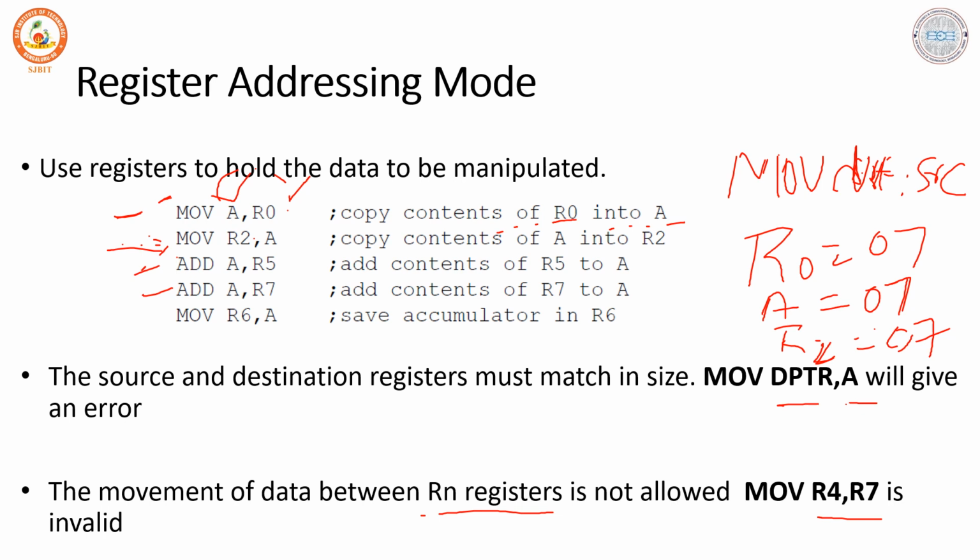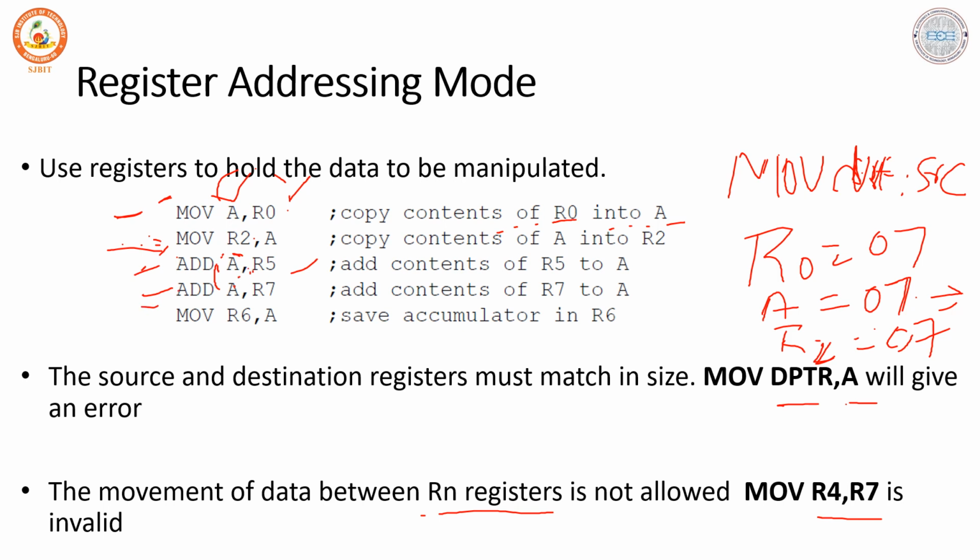ADD A, R5. Now A is having the value 07. But I have not loaded anything into R5, right? So R5 will by default be taken as 0, or some junk value will be there which has to be cleared at the beginning of the program. If we assume R5 is 0, then the accumulator is added with 0, 0 plus 07 is 07, which is loaded into the destination, the accumulator. Now 07 is there.